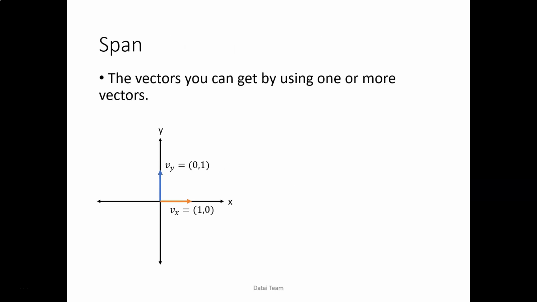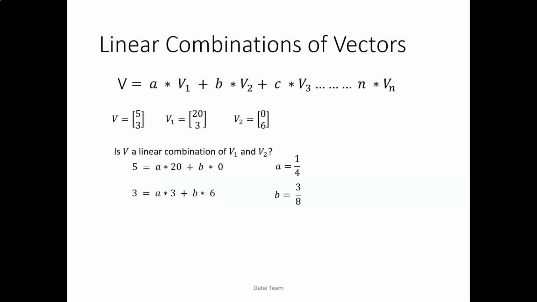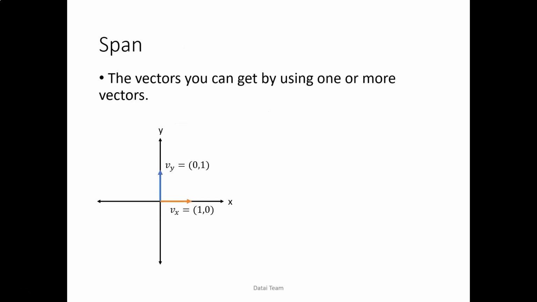And now let's learn about span. Span is very similar to linear combinations. These are the vectors that you can get by using one or more vectors. For example, we have Vy and Vx, (0, 1) and (1, 0). By scaling them with any real number, you can get all the vectors in R2. For example, in the previous slide, we had (5, 3), (20, 3), and (0, 6). And as you can see, you can get all of those three vectors by scaling and adding Vy and Vx.